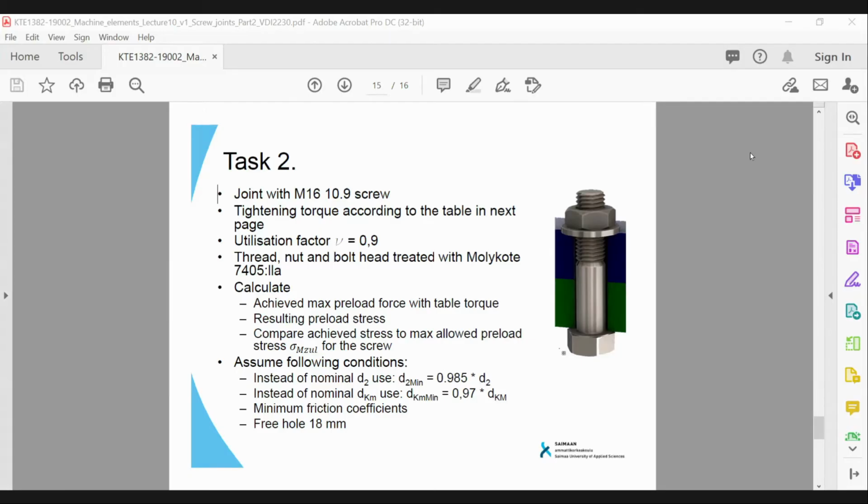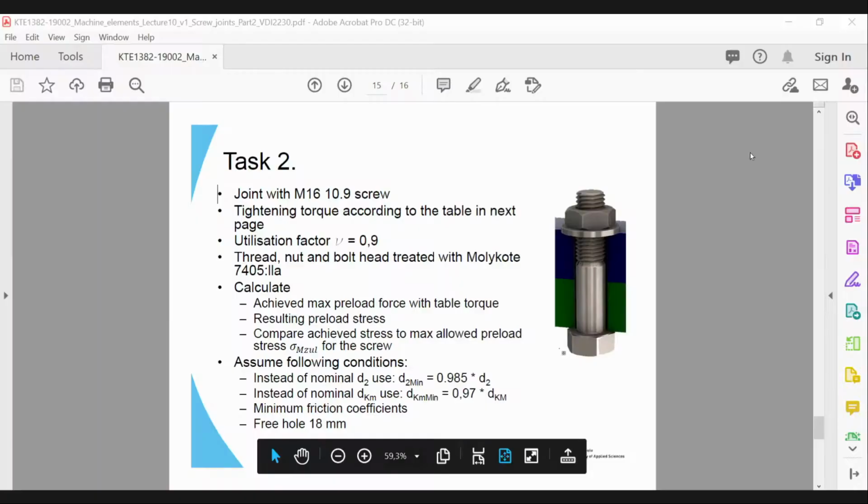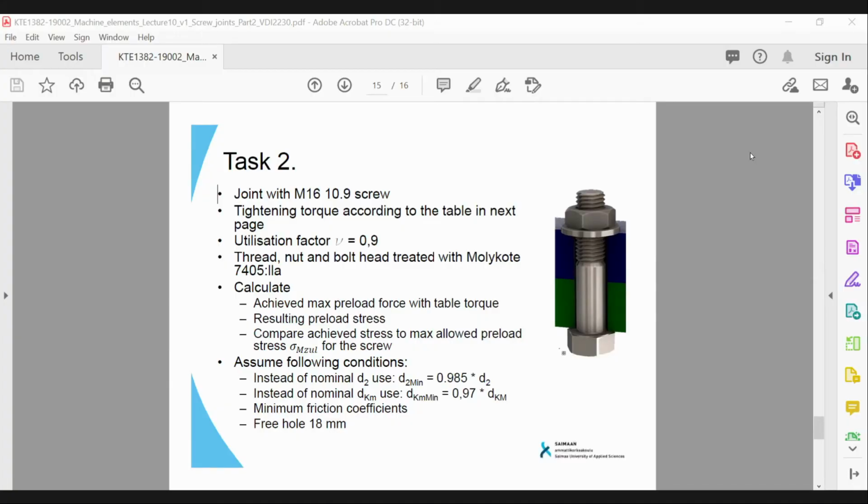Well, could I, please? I calculated the max allowed preload stress, and I got like 750 megapascals. Just a second. 750 for the max allowed. It was 749.7. That's quite close to the range I got. I got 764.5. Okay. Slight difference, maybe.